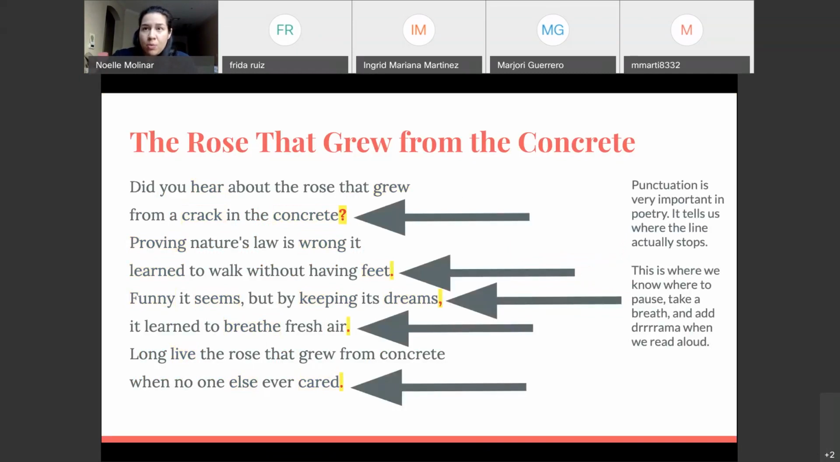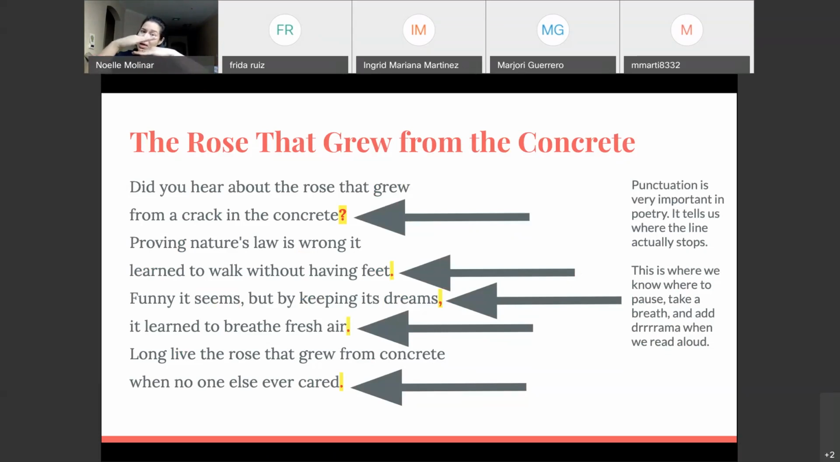Another important thing about most poetry, and sometimes people get crazy with this stuff, but this is a pretty easy example: we also have to look at punctuation. We have to figure out where to breathe. I don't know if any of you play music or sing, but usually music tells us when we take a breath or when we take a rest so we can start over. That's what punctuation helps us do in poetry. So for example, here we are. We can't say, did you hear about the rose that grew from a crack in the concrete? There's no reason to pause there.